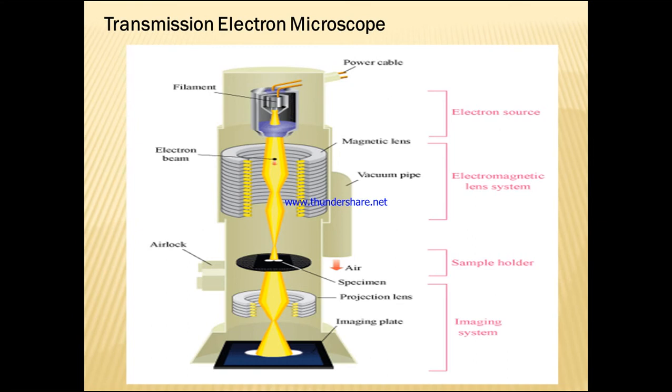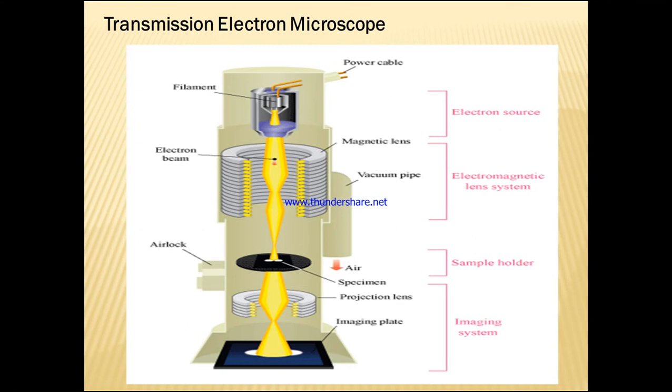The TEM uses high energy electrons, with an accelerating voltage of up to 300 kilovolts, accelerated to nearly the speed of light. The electron beam behaves like a wave front with a wavelength about 1 million times shorter than light waves, so it is 1 lakh to 1 million times shorter when we compare it with light waves.